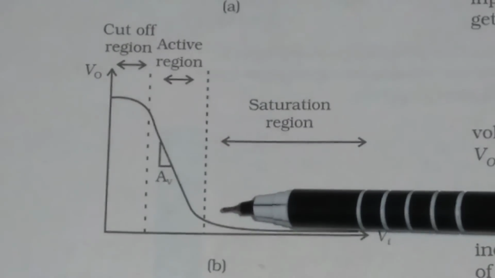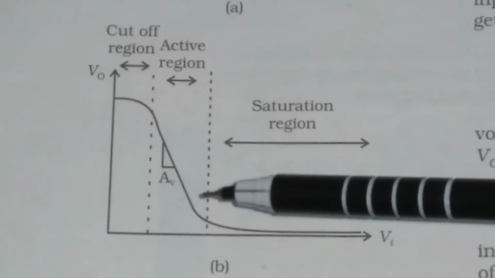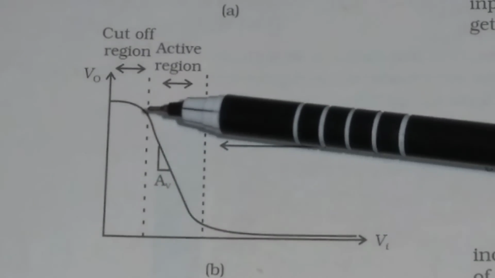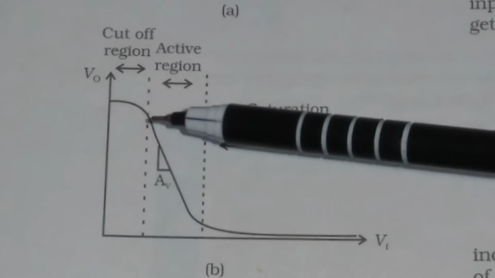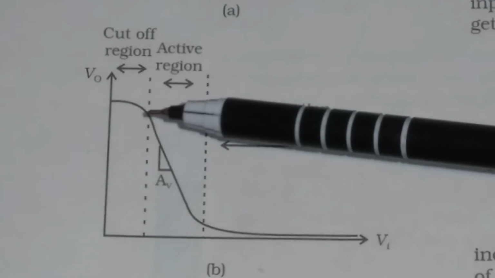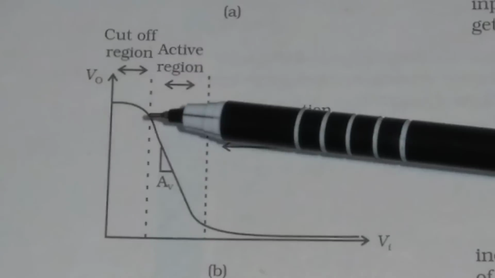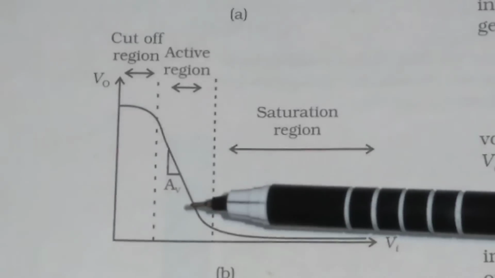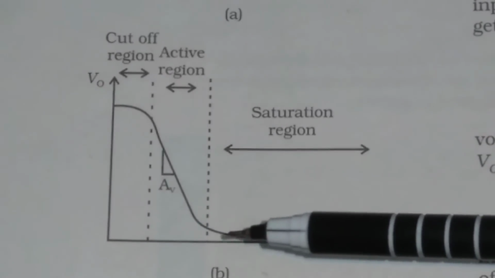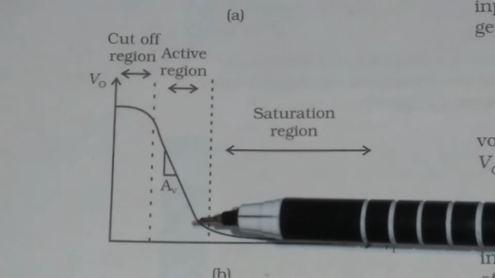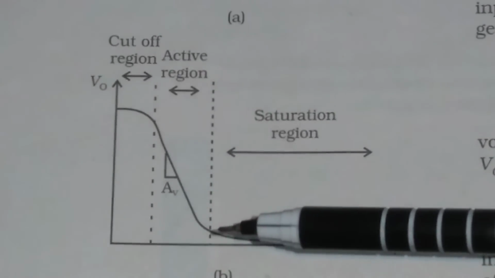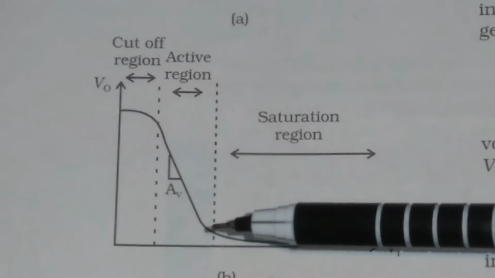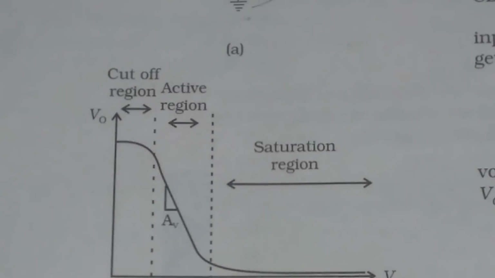Then the saturation region starts, and you see in this graph the region between cut-off state and active state is not sharply defined. It is slowly changing. Similarly, in between the active region and saturation region also, you will see there is no sharp change in the state. So the region between active state and saturation state is also not sharply defined.